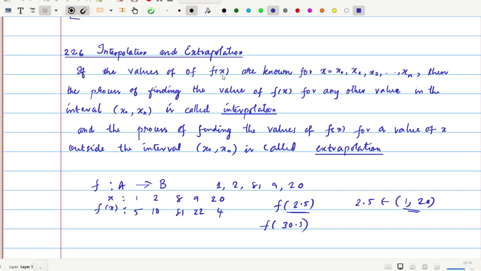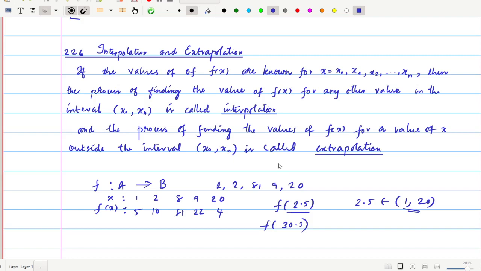If the values of f(x) are known for x equal to x0, x1, x2, up to xn, then the process of finding the value of f(x) for any other value in the open interval x0 to xn is called interpolation. And the process of finding the value of f(x) for a value of x outside the interval is called extrapolation.